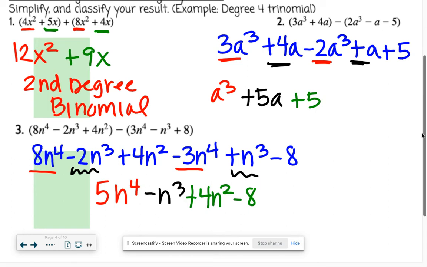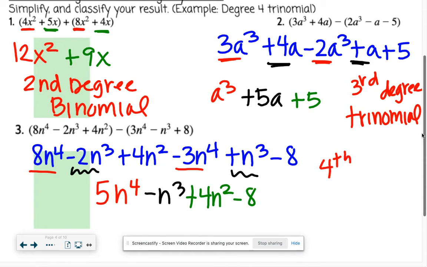Number 2, what degree would we have? Third degree. And then how many terms? Trinomial, because there's 3. And then our last one? Fourth degree. And then polynomial, because we have multiple terms, more than 3. Good, that was good.